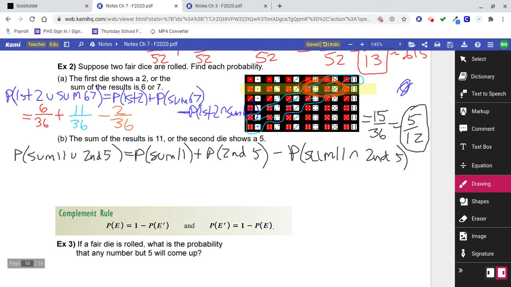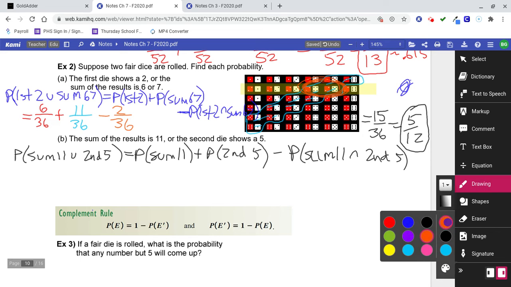Okay. So sum is 11. That's what? These. Nope, that's not 11. That's 10. Oops. 11 right here. These two. There's only 2 of them that have a sum of 11. So 2 out of 36. And then the second one is 5. The second die is 5. That's these 6 right here. Okay, 6 out of 36.